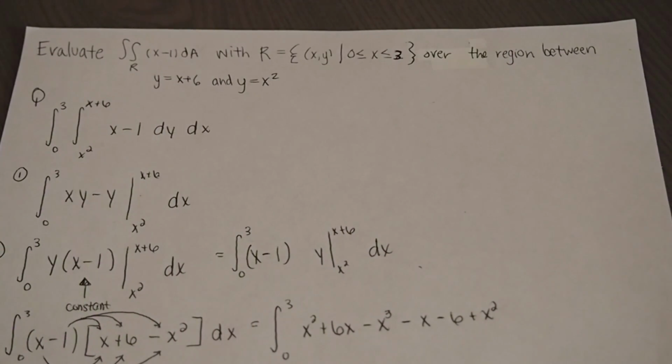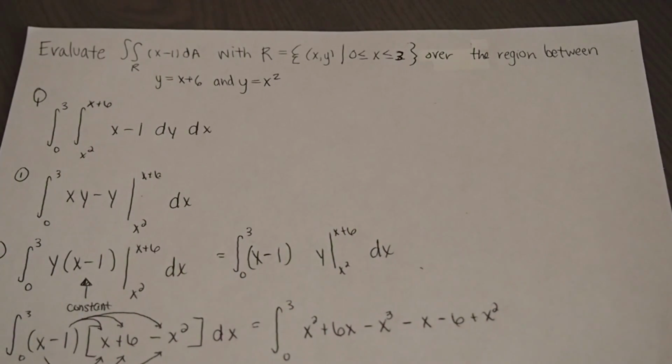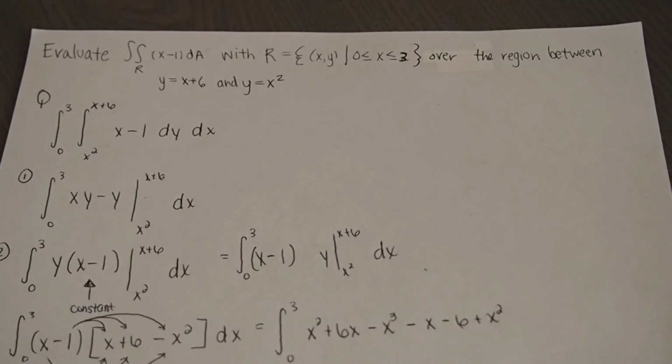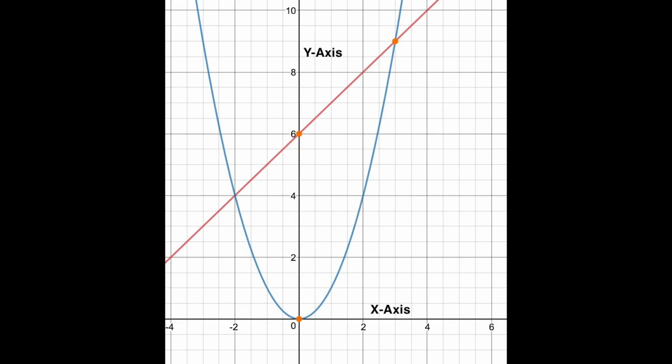You have to first identify the type of integration you want to use, vertically or horizontally. So the first thing you want to do is draw out the picture. If you do draw out the picture, you'll see that y equals x plus 6 will be your top curve, and y equals x squared will be your bottom curve.